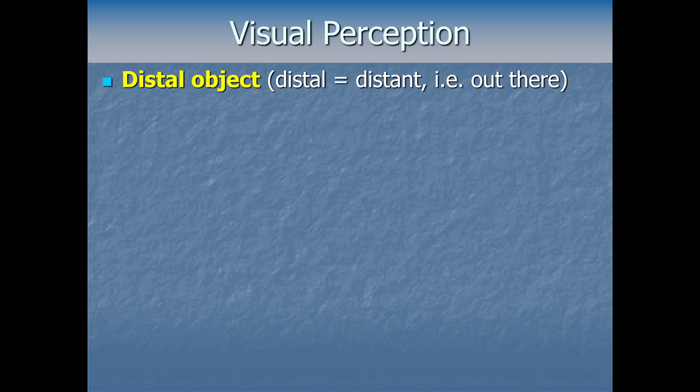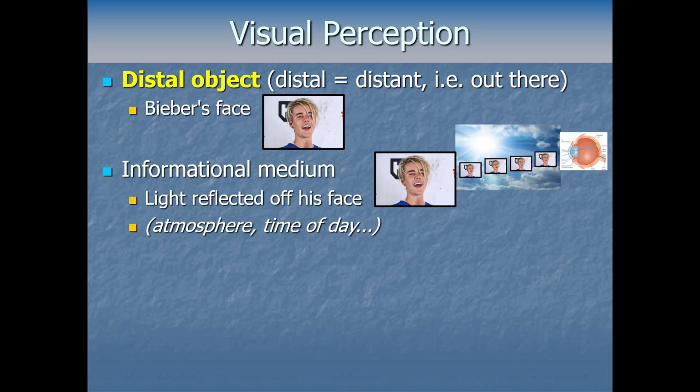In other words, it's out there, it's separate from our body, right? So for example, if Justin Bieber is standing in front of me and I'm looking at his stupid face, that's the distal object. It's his actual face out there in the world, right? Then if I'm going to perceive his face, the light has to bounce off of it and travel to my eyes. So you've got this informational medium that light has to travel through, like air, right? Light has to go through the air.